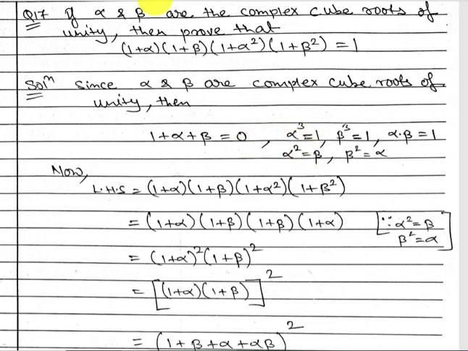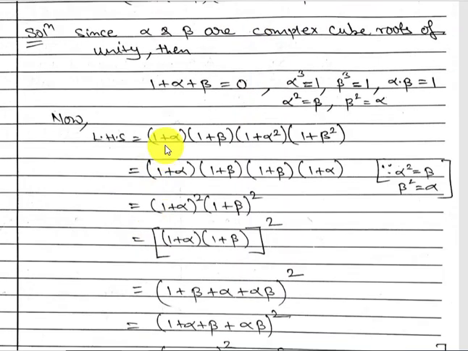Alpha cube will be 1, beta cube will be 1, alpha into beta will be 1, alpha square is nothing but beta, beta square is nothing but alpha. These informations will help us to reduce this and show that this is nothing but 1. Left hand side is equal to 1 plus alpha, 1 plus beta into 1 plus alpha square, 1 plus beta square. In the next step, in place of alpha square I can write beta, and in place of beta square I can write alpha.